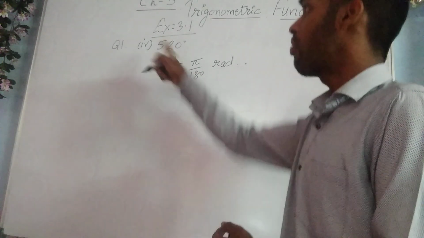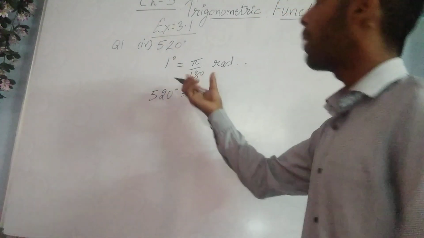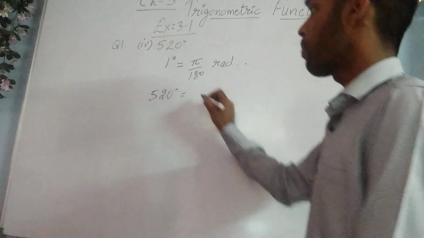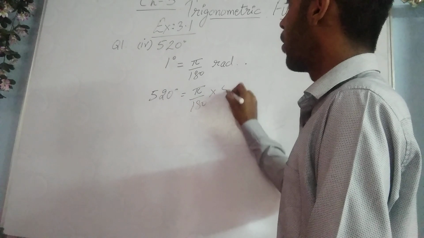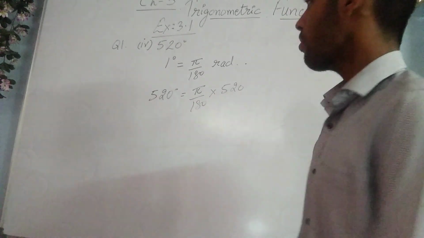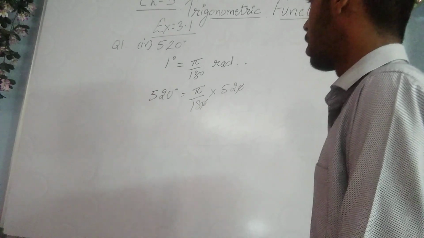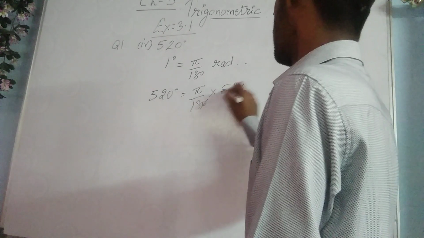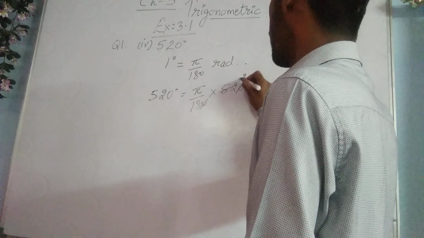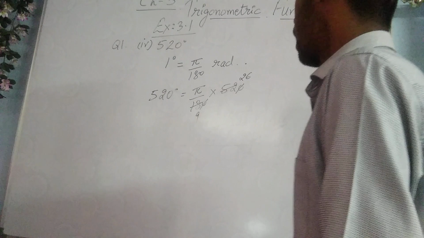radians. So if we have to find out this 520 degree, you have to just multiply on the right hand side this 520. That will give you pi upon 180 into 520. Now you can go for cancellation. 0 got cancelled by 0, and then you can cancel out by 26, 9, I think.